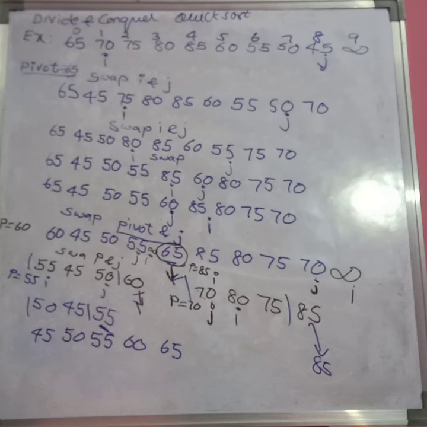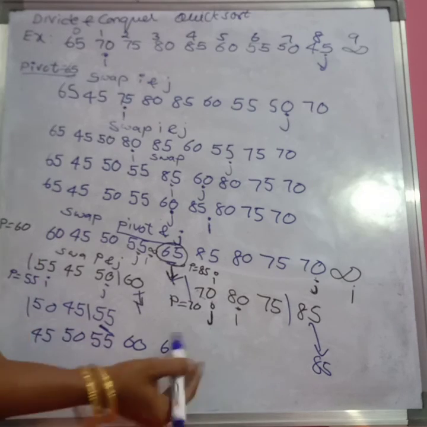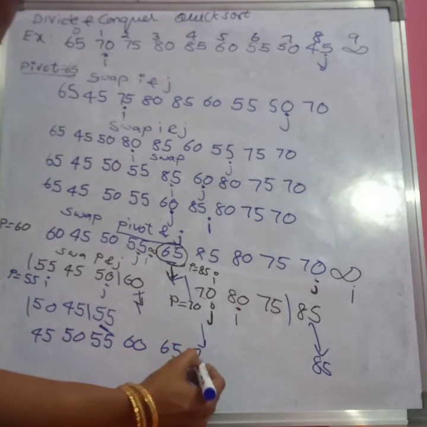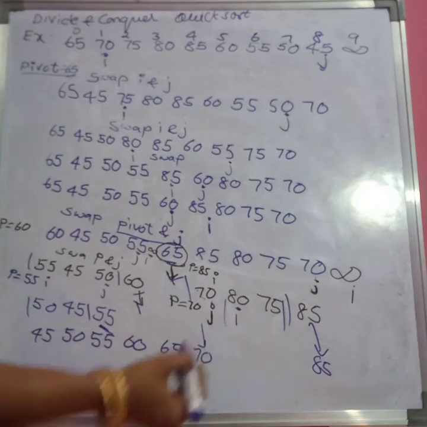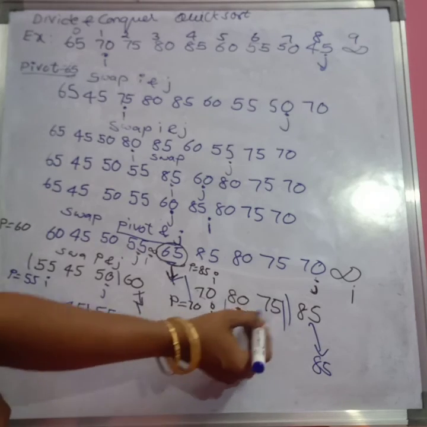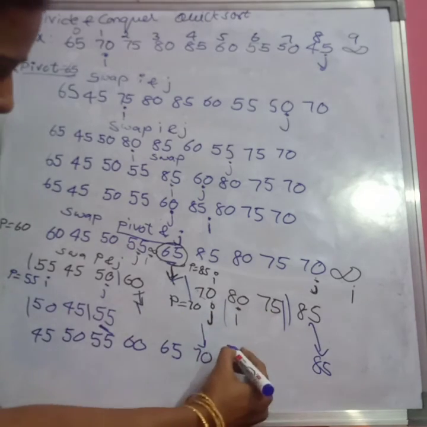If you get it like this, again swap the pivot element with J only. That means the pivot element is itself and J is also itself. So this is in its sorted position only. Write this element as it is here, 70. The remaining two elements are only this one and this one. This is already more, and considering I and J, swap directly here.